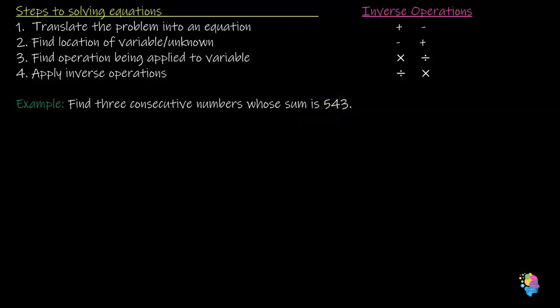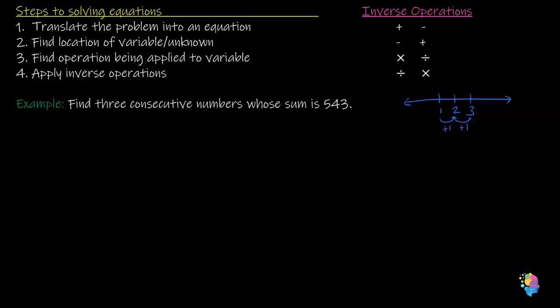In this example, they're asking us to find 3 consecutive numbers whose sum is 543. If you think of a number line, consecutive numbers are something like 1, 2, and 3. The distance between them is 1 unit. So to get from 1 to 2, I add 1. To get from 2 to 3, I add 1 more.